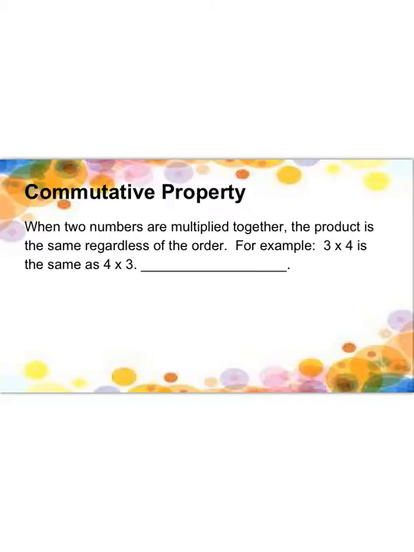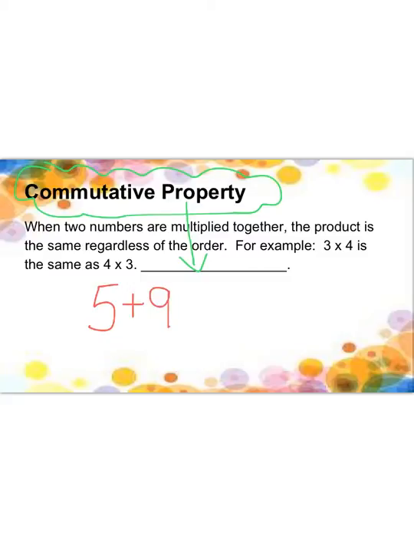Okay, so let's start with the commutative property. Your notes say, when two numbers are multiplied together, the product is the same regardless of the order. For example, 3 times 4 is the same as 4 times 3. This is the commutative property, so you're going to write that in your blank for your fill-in-the-blank notes. And while you're doing that, I just want you to know that this works for addition as well. So 5 plus 9, for example, is the same as 9 plus 5.